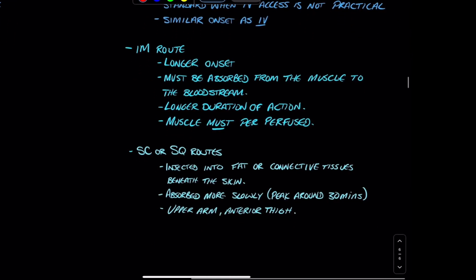Intramuscular route, or IM, this is going to be a longer onset. The actual medication is going to be injected directly into a muscle tissue, and then that medication is going to have to actually diffuse or be absorbed from the muscle back into the bloodstream. Medications put through this route usually have a longer duration of effect or a longer duration of action, which means the medication doesn't get brought right into the bloodstream right away, so it has kind of a slower absorption and longer course of action on the patient.